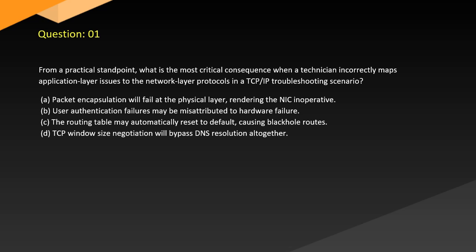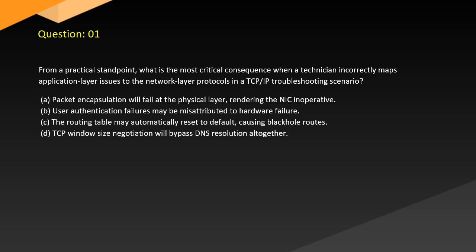Question 1. From a practical standpoint, what is the most critical consequence when a technician incorrectly maps application layer issues to the network layer protocols in a TCP/IP troubleshooting scenario? A. Packet encapsulation will fail at the physical layer, rendering the NIC inoperative. B. User authentication failures may be misattributed to hardware failure.